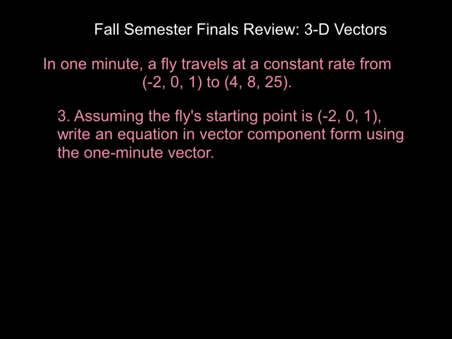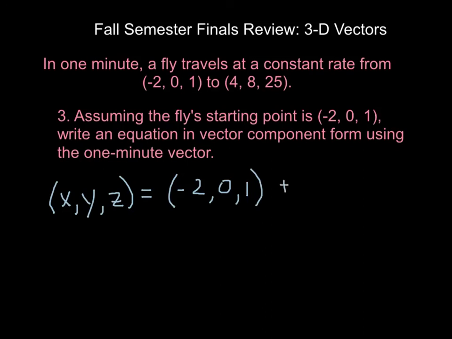Here we have that we were trying to find out a vector component form. That's this form on the board here. So if I want to have vector component form, we're going to go x, y, and z, because we're in 3 dimensions, equals, now our starting point is -2, 0, 1, so -2, 0, 1. And then we're going to add our 1 minute vector, so it'll be t, and that was 6, 8, 24. And that is our vector component form.